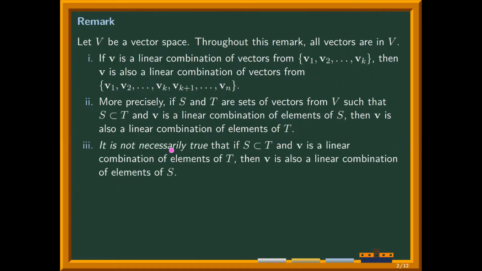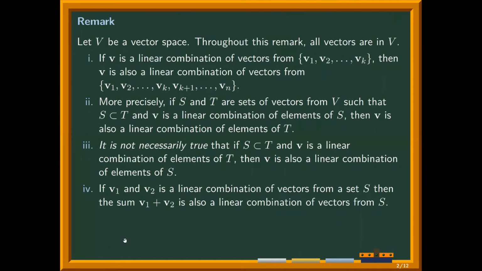However, it is not necessarily true that if S is a subset of T and v is a linear combination of elements of the larger set, then v is also a linear combination of elements of S. Okay, that's not necessarily true.